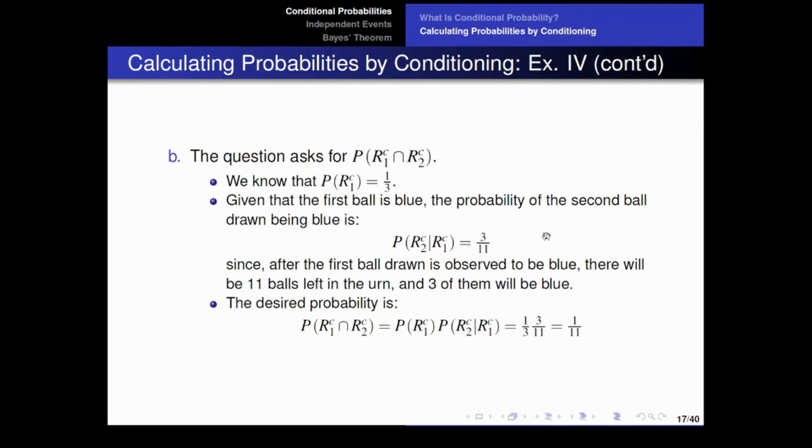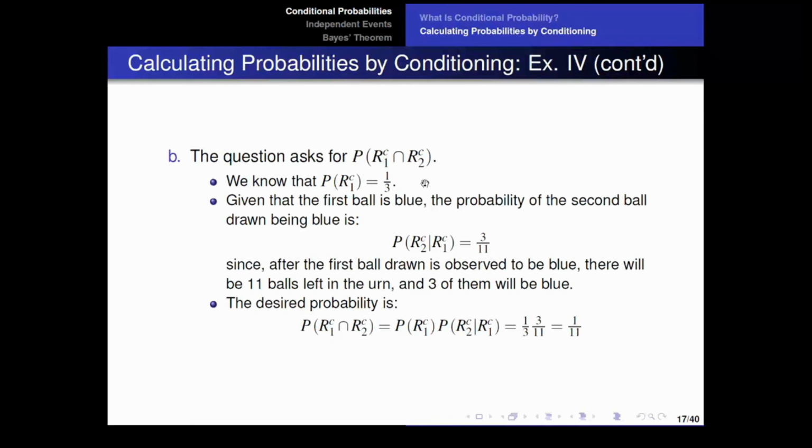Now for part B, the question is asking the probability of selecting blue balls in 2 selections, which is the probability of selecting a blue ball in the first try and the blue ball in the second try, which is denoted by R1 complement intersection R2 complement. In the first try, we know that we can select a blue ball with 1 over 3 probability, and given that the first ball selected is blue, the probability that the second ball selected is also blue will be 3 over 11, because there will be 11 remaining balls in the urn and 3 remaining blue balls in the urn.